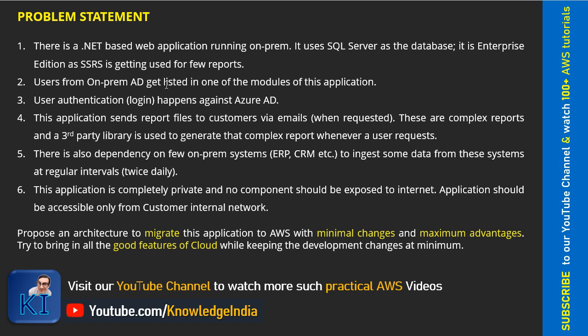And what happens is, twice daily, meaning at the interval of 12 hours, so two times daily, there is a certain amount of data which is exported or taken from this ERP and CRM system, and that is ingested into the database of our .NET web application. So that also needs to happen twice in a day, and this ERP and CRM is going to be there on-prem only. Only our web application is moving to cloud.